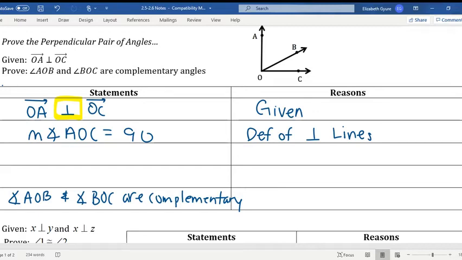Okay, so now I know that the measure of angle AOC is 90 degrees. But I need to end up with angle AOB and angle BOC. And have they been mentioned yet in my proof? No. So I got to figure out a way to mention them. Any ideas, Sebastian?